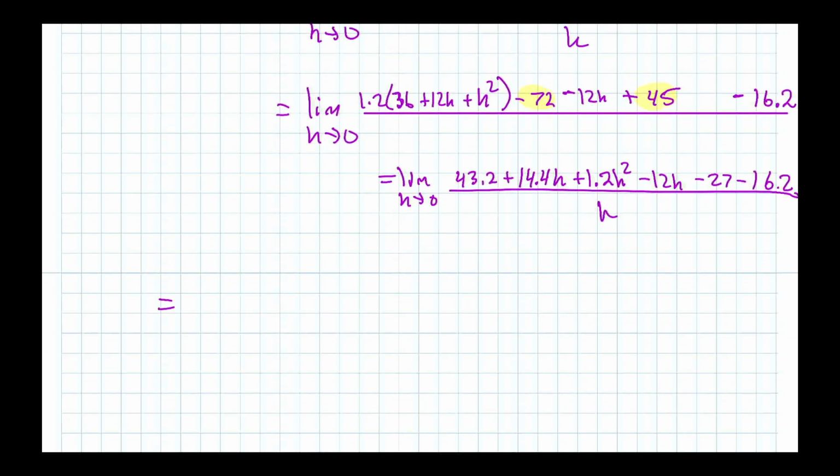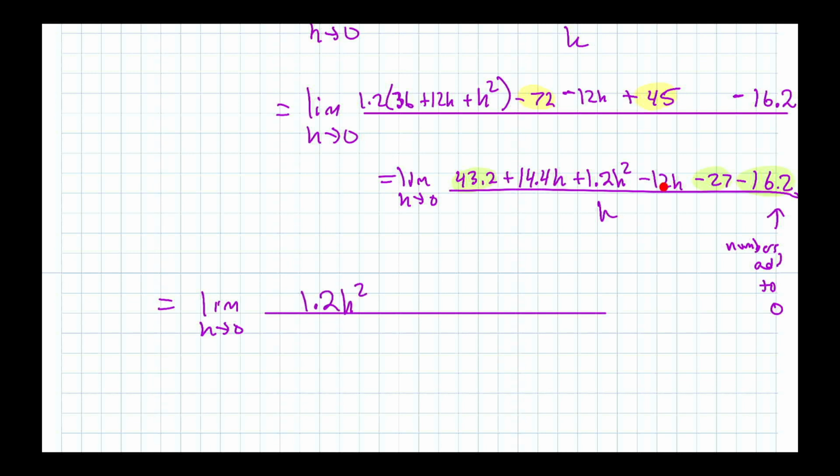So we do a little bit of simplifying. Let's add up all of the numbers I'm going to highlight: 43.2, 27, and 16.2. 43.2 minus 27 minus 16.2 is zero. It should have been zero, and it wasn't at first, because I typed it in wrong. Okay, so the numbers all add up to zero, just like always. So the ones that I highlighted are gone, and I just have the 1.2h squared, and then I got 14.4h minus 12h. So 14.4 minus 12 is going to be 2.4. So I have plus 2.4h over h, like that.